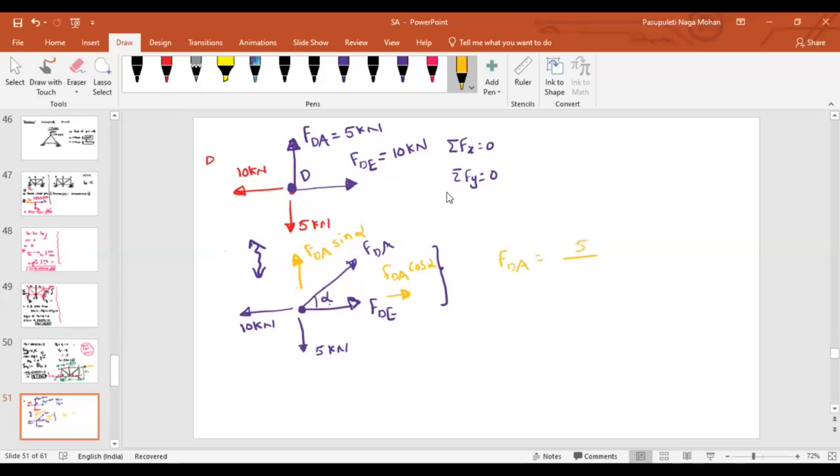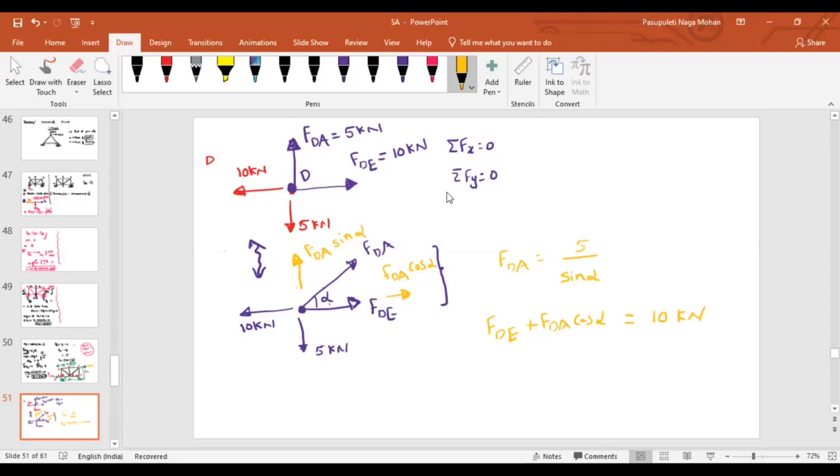Can I directly say FDA sin alpha equals 5? Yes, sir. What about along the X direction? For the X direction, FDE cos alpha is acting on the right, and that will be equal to 10 kilonewton. Is it right? Yes, sir.